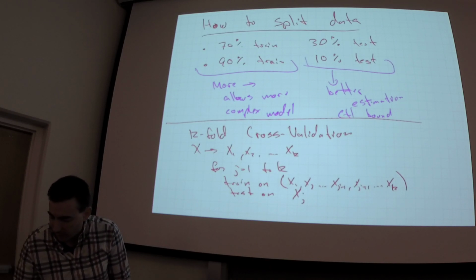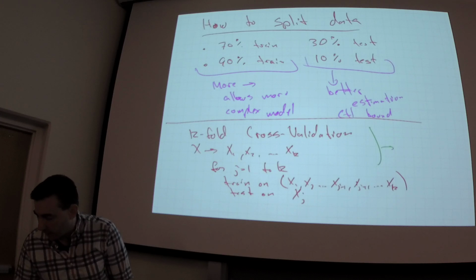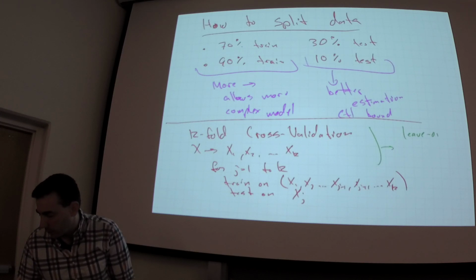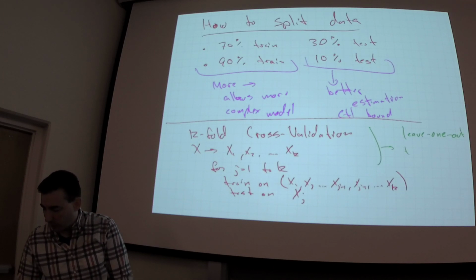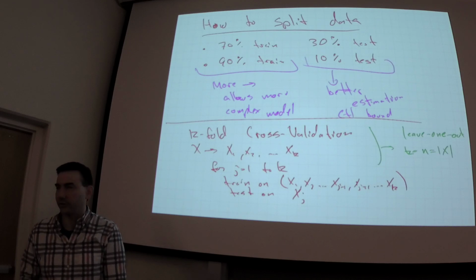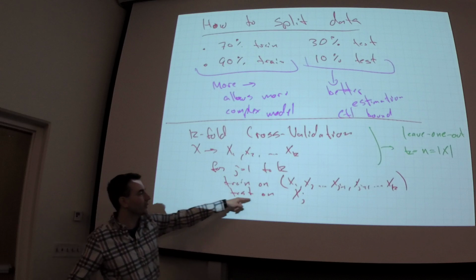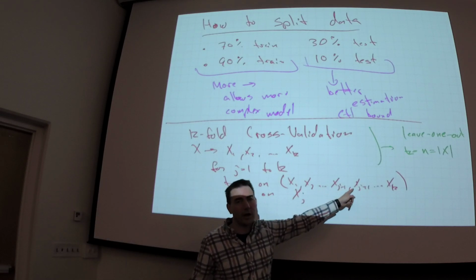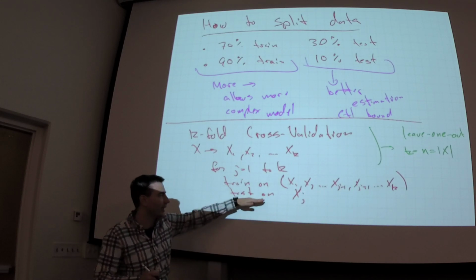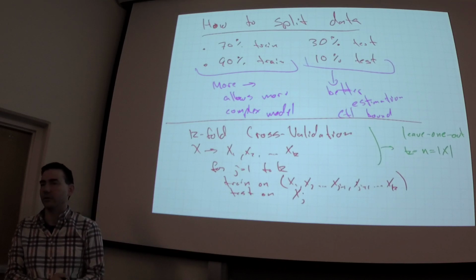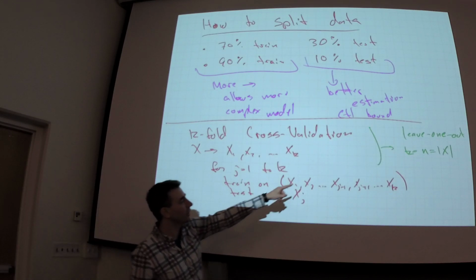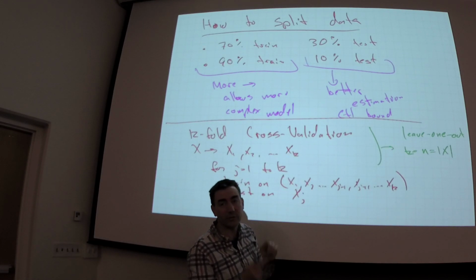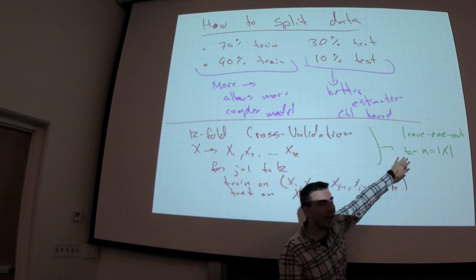An extreme version of this is leave one out cross-validation, which is where k equals n, the size of the data set. I can do this where I test on a single data point. I'm building the model on everything except one data point, and I test on that one data point. This is called leave one out cross-validation. This is more expensive: I'm running the training n times instead of once.